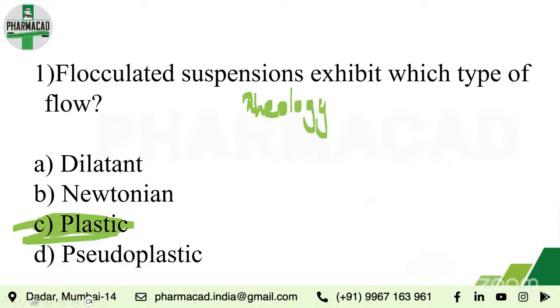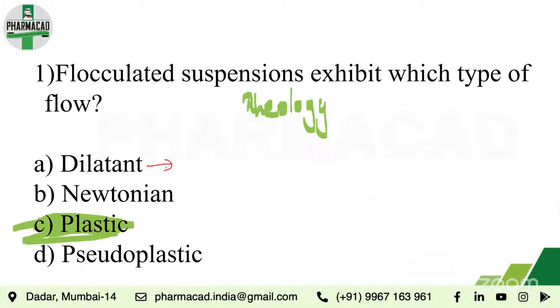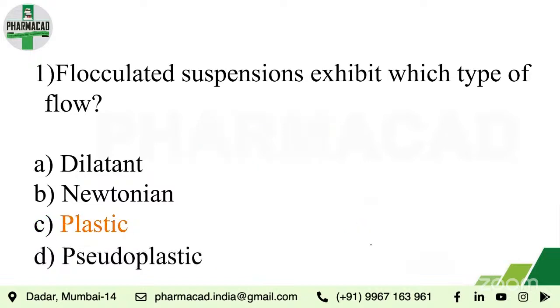What about dilatant? Dilatant is observed by deflocculated suspensions. D for deflocculated and D for dilatant. Newtonian is like your water and other small molecules. Pseudoplastic is exhibited by hydrocolloids and all. So that is how this goes. Moving on to question 2.